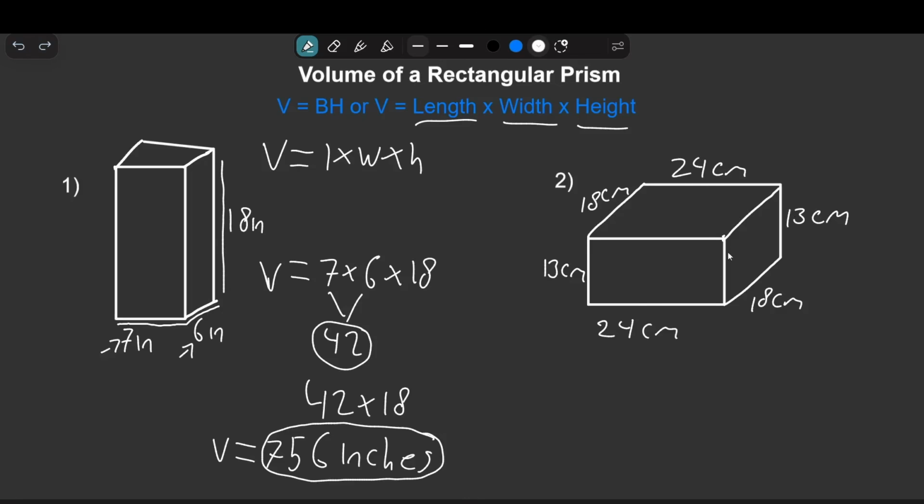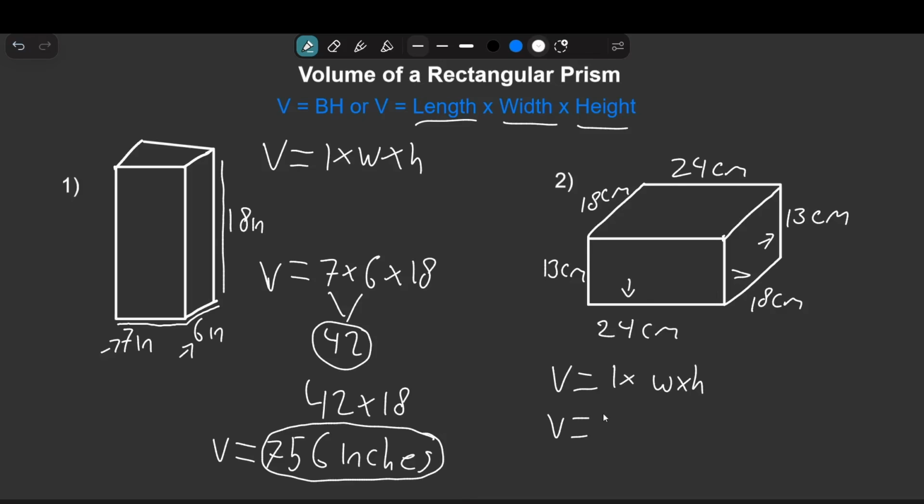So let's see. We can see that our height is one of these sides. Or actually, all of these sides are our height. And right here, it's labeled as 13 centimeters. So now we know our height is 13 centimeters. Our length will be 24 centimeters and our width is going to be 18 centimeters. So let's write our formula again. Volume equals length times width times height.